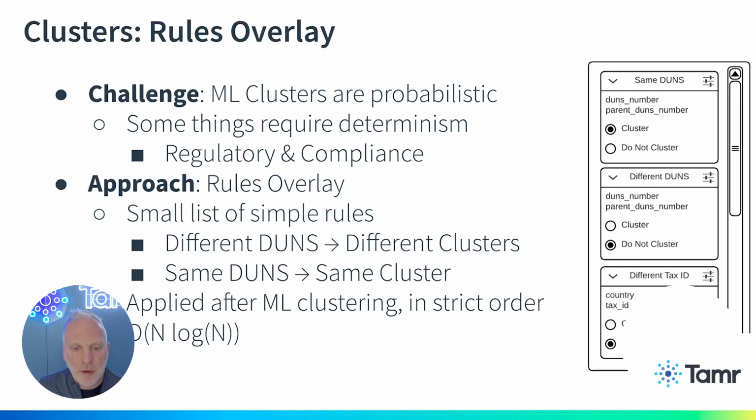That gives us a really nice machine learning oriented output of clusters, but there's a challenge here. Those machine learning clusters are probabilistic. And some things require determinism. In particular, regulatory and compliance may have deterministic guarantees that must be made in the data. A great example of this is when doing patient mastering. Two patients with different patient identifiers cannot be considered the same patient.